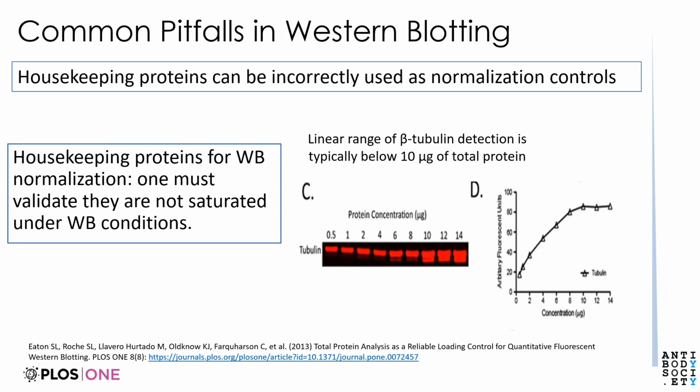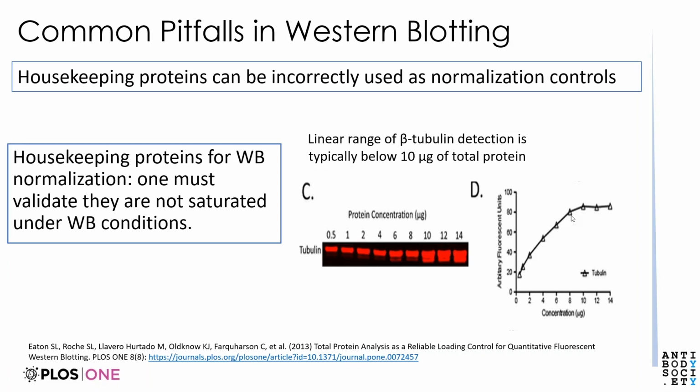This is an independent study done by Eaton et al, and they found that when tubulin is used as the housekeeping protein, it's only linear to less than 10 microgram of total protein. You can see here the graph showing linearity up to about 8 microgram. So basically, if you're using 10 microgram or more of total protein, in their hands, they found that this was no longer linear, meaning that the results will give you artifacts or irreproducible results because the housekeeping protein, tubulin, was becoming saturated by 10 microgram.